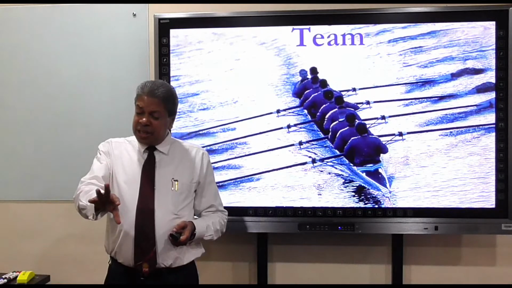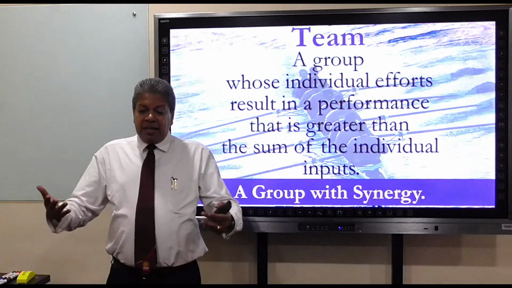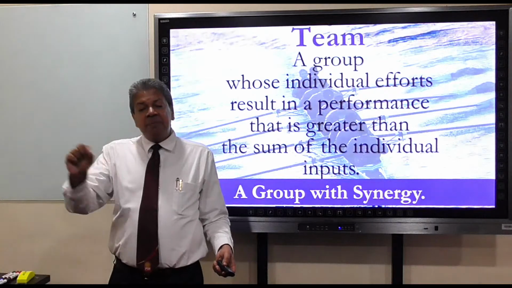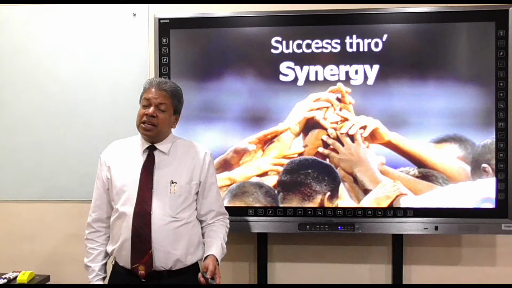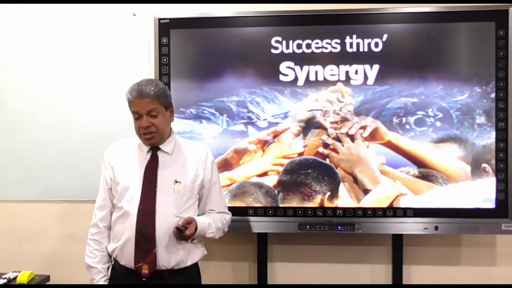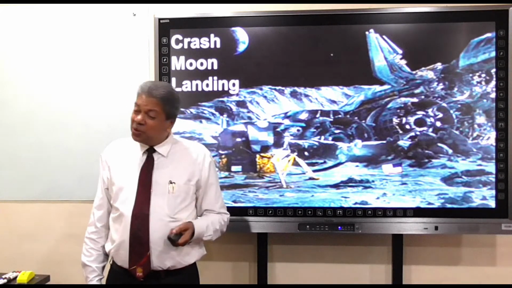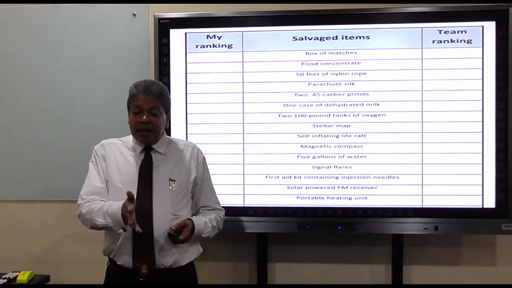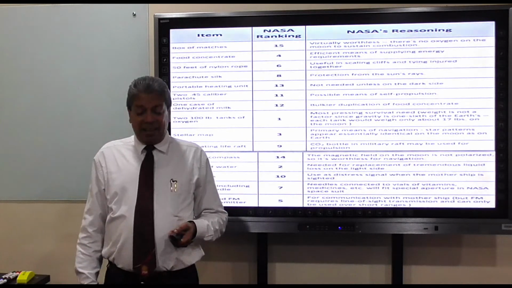So then we differentiated a team as a group with synergy, where their performance sum total is greater than individual inputs. So in simple definition, team we identified as a group with synergy. And then we had success through synergy, the sporting examples, plenty of examples to demonstrate success through synergy. And then we had a nice game, the crash moon landing game, where we realized looking at salvage items, my ranking versus team ranking. Team ranking was closer to the NASA ranking.